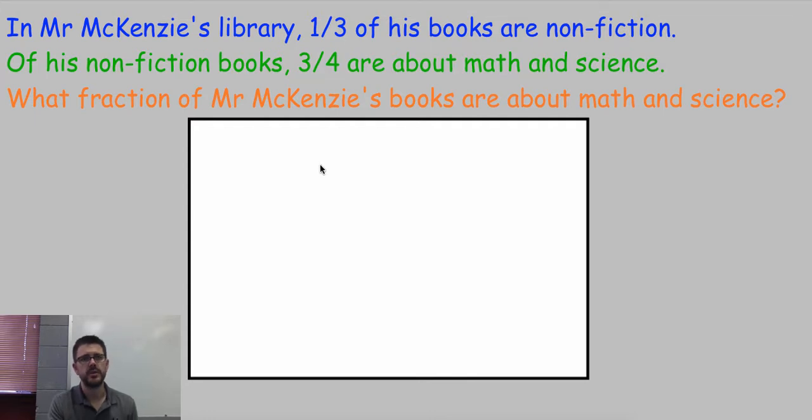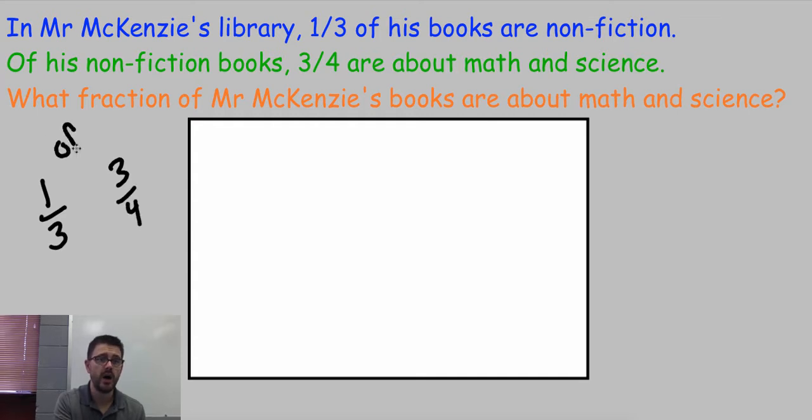So this one said, in Mr. Mackenzie's library, 1/3 of his books are nonfiction. Chances are it's probably higher than that, but that's what I used for the example. Of my nonfiction books, 3/4 are about math and science. Well, when I want to find a fraction of something, that really means I want to multiply. So I want to do 1/3 times 3/4.